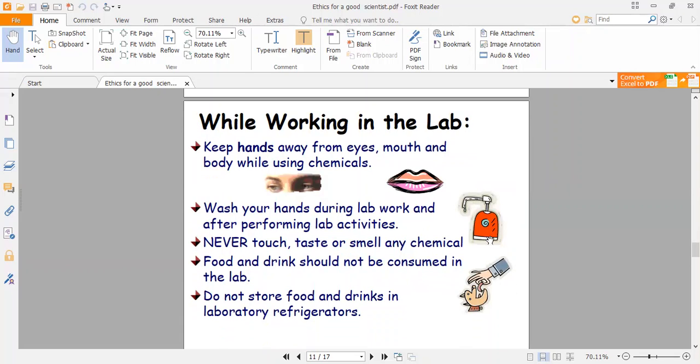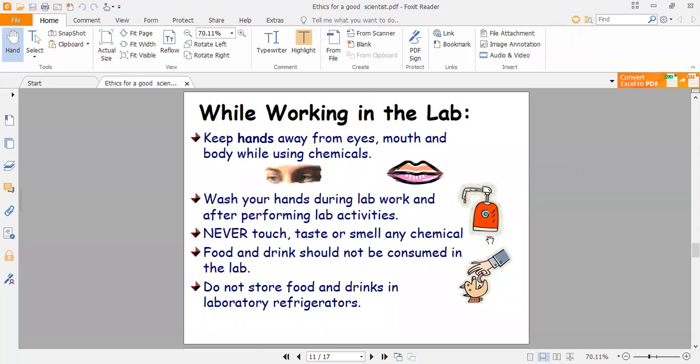When you are working in the lab, there are some general practices you must follow. You must keep your hands away from your eyes, mouth, and other body parts while using different chemicals, because in that way you might contaminate your body. And you should wash your hands after you are done with your work.